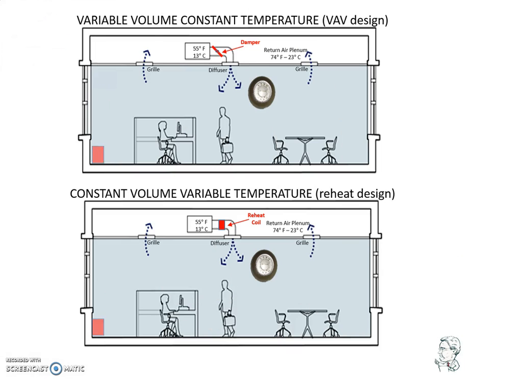A VAV design system relies on the heat from lighting and people to provide most of the heating, even when cooling is not required. There will be a minimum amount of air supplied into the space since the VAV air damper has a minimum position provision. However, in most systems, VAV and variable temperature, a heat source installation can be found in the perimeter area of the floor.